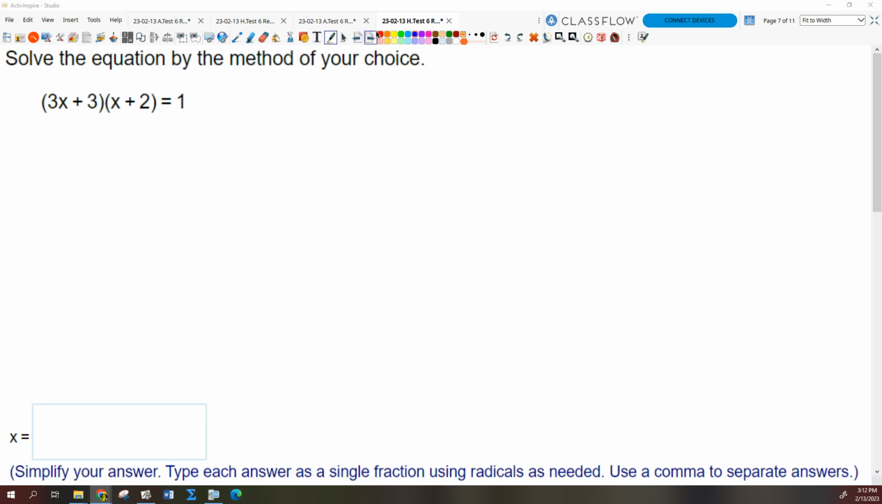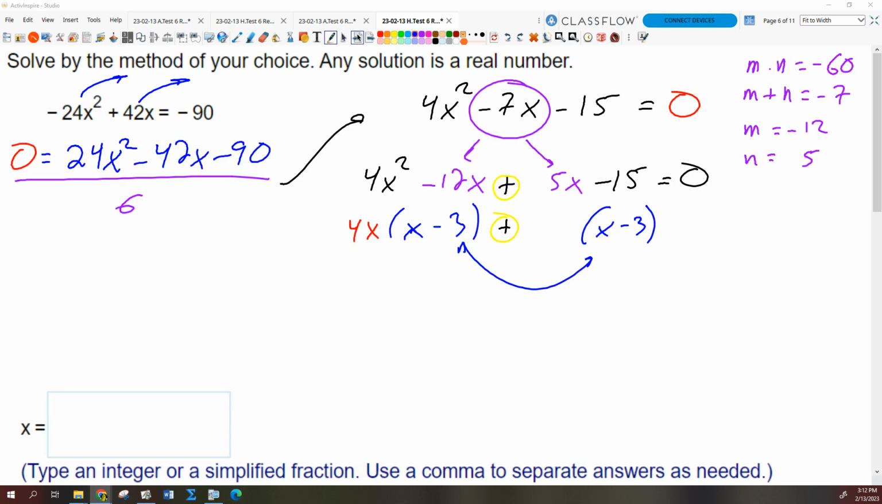What goes out front? Just because there's something out front, you had to just fill in the blank there, right? So then this factors into, man, I can never get these colors right. X minus 3 times what? 4x plus 5. There you go.